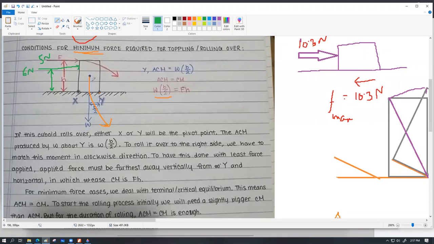So if we want to get this anti-clockwise moment balanced by the application of this clockwise moment from the force, we want to get the minimum force. So the moment can be obtained by the product of force F into H.